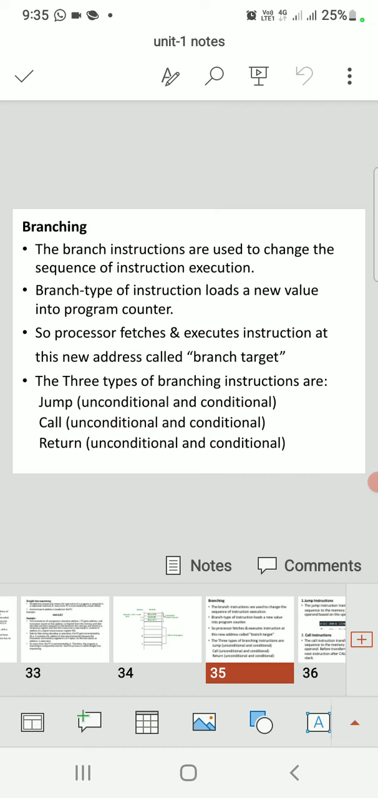One is a jump: from the first line, we are going to jump to the fifth line. Another is call: from the first line, we are going to call the third line. Return means when we are in the fifth position, we go back to the first position, and that is called return. These are the possibilities for branching. Sometimes branching alone is also not suitable, so sometimes we use both sequential and branching operations.